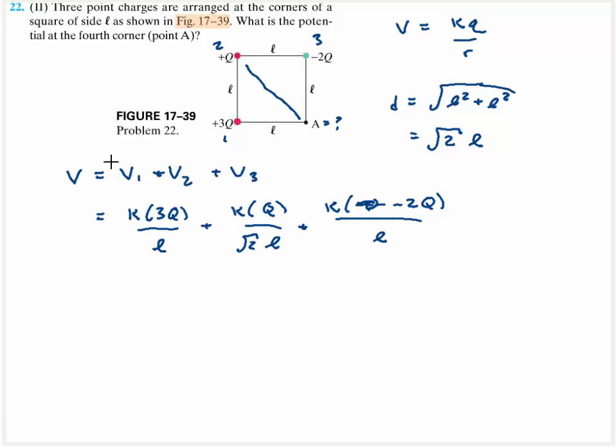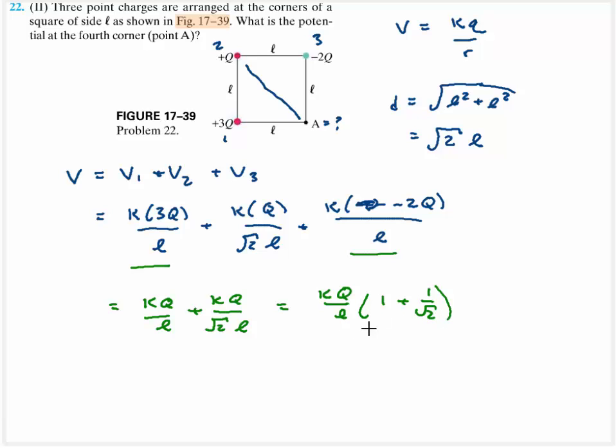And now we can kind of simplify this a little bit. We can add this one and this one. They do have a common denominator. This one's a negative 2Q, this one's a plus 1, so it's going to be KQ divided by L plus KQ divided by square root of 2 multiplied by length. And if you really wanted to impress me and be fancy, you would write this as KQ divided by L, factor all those out, and 1 plus 1 over the square root of 2. You could probably even type that into your calculator if you want, but this is fine.